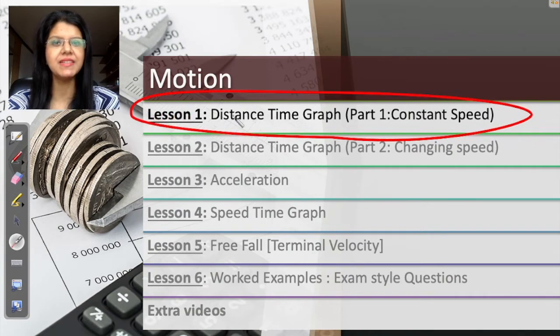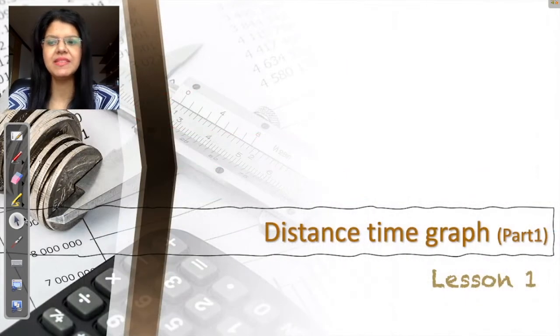The lesson 1 is on distance time graph. This first lesson is divided in 2 parts. In part 1, this video, we'll be talking about the distance time graph when the speed is constant. The next video will be on the distance time graph when the speed is not constant but it is changing. So let us start with lesson 1. Distance time graph.